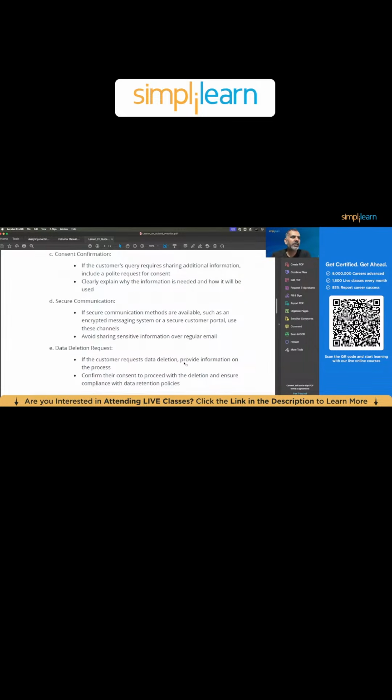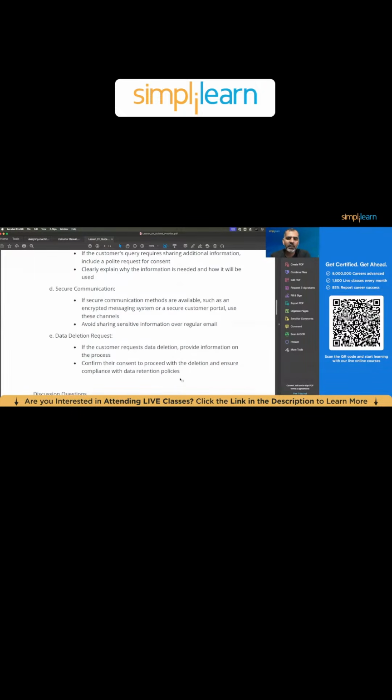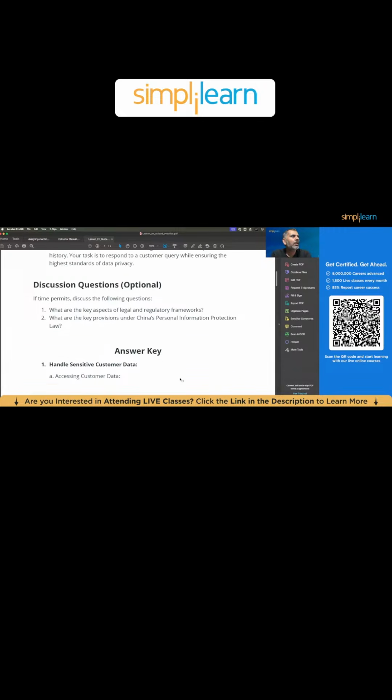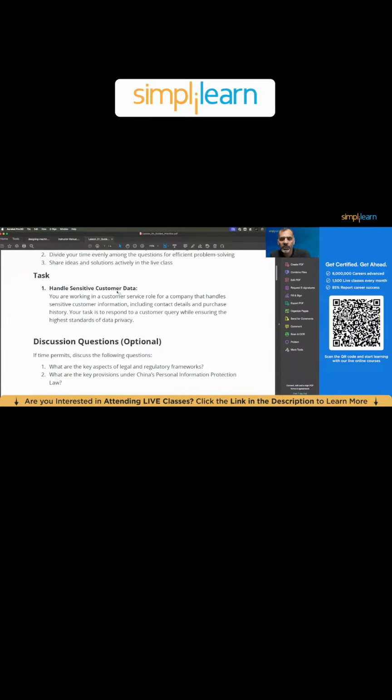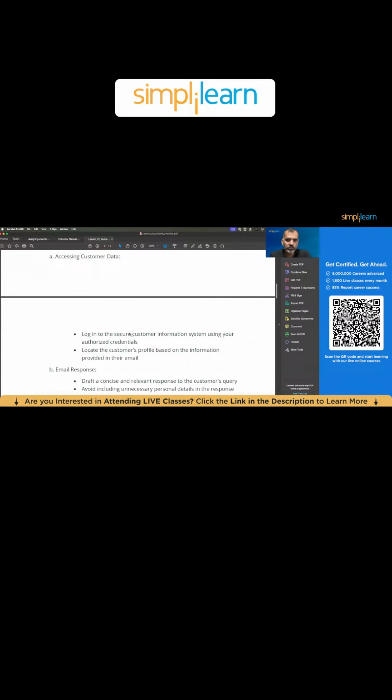If the customer requests data deletion, provide information on the process, and confirm their consent to proceed with the deletion to ensure compliance. So once the task is fulfilled, you should request to delete that information. In that way, you are actually securing your customer's sensitive data. Are we clear with these steps, guys? This is all theoretical. This is all ethical, how you should respond to such sensitive cases, such sensitive issues, guys.